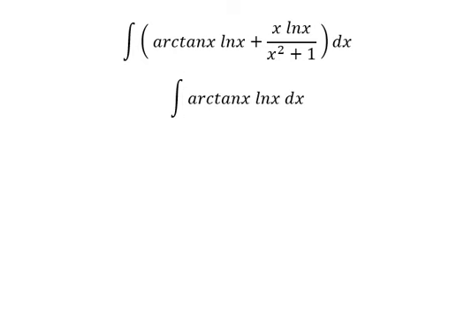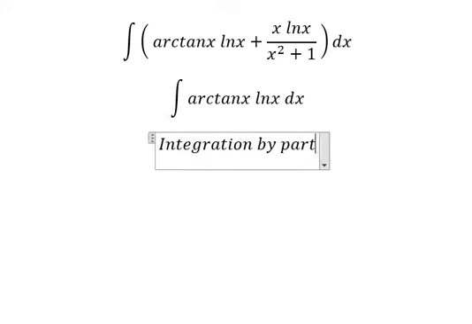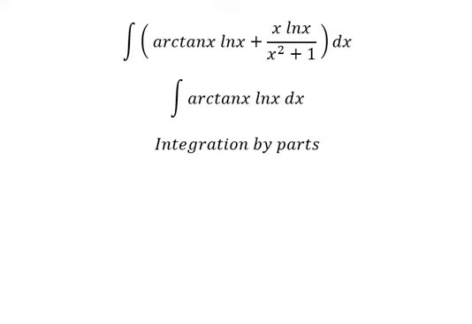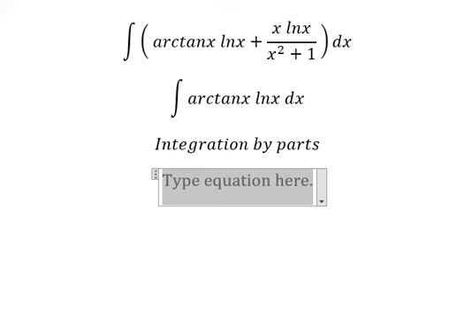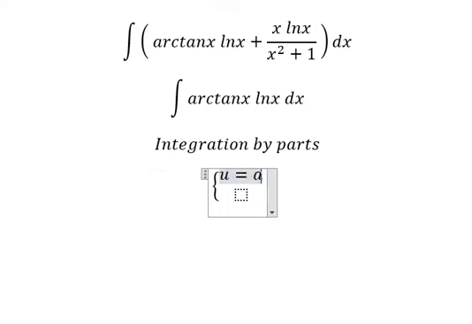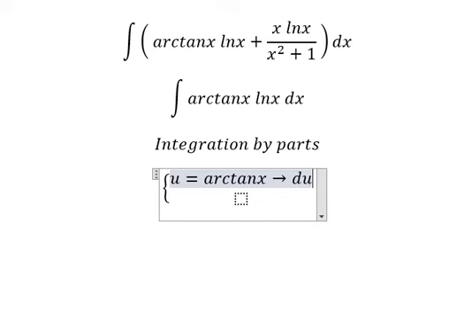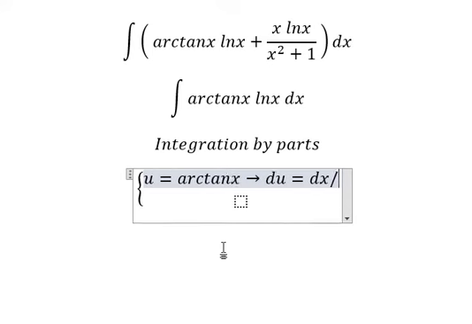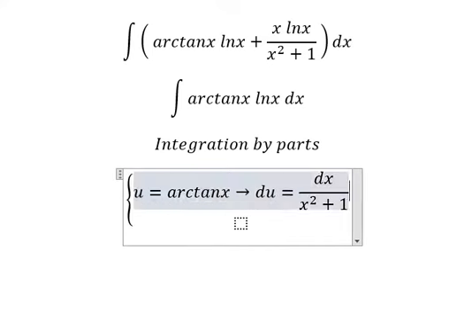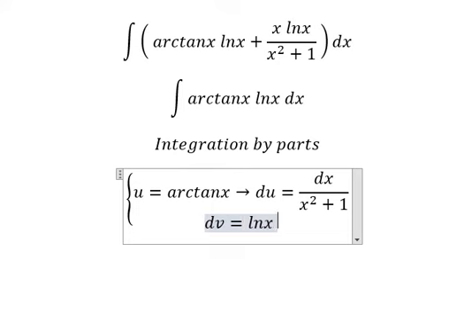So we need to use integration by parts. So I will put u equals arctan of s. Later we take the first derivative of both sides, and we have du equals ds over s squared plus 1. dv equals ln s ds.